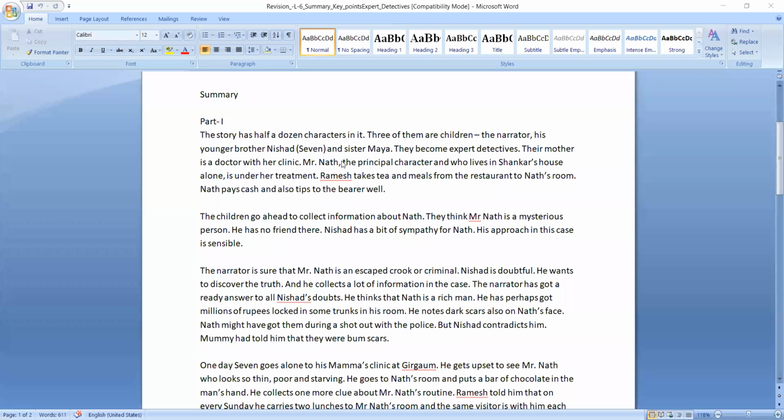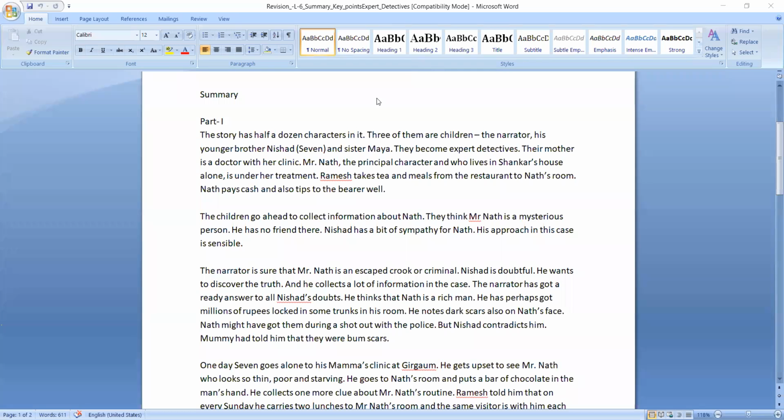Mr. Nath, the principal, means the main character, who lives in Shankar's house alone, is under her treatment. He was in their mother's treatment. She was a doctor. Ramesh takes tea and meals from the restaurant to Nath's room. Mr. Nath pays cash and also tips the bearer well.